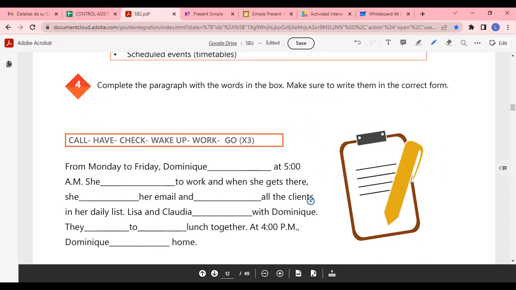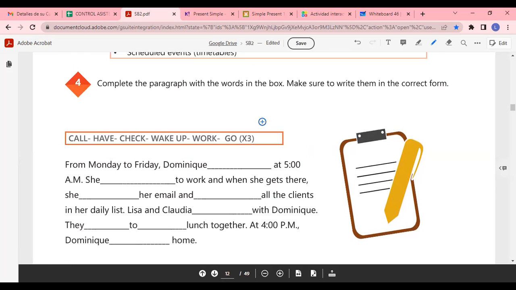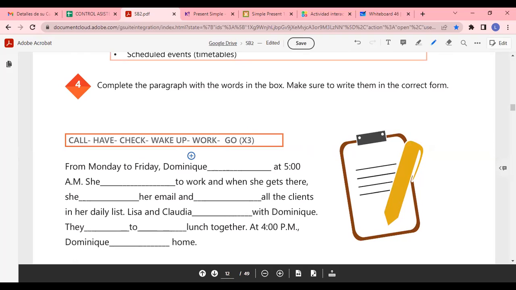Now, here we have a little bit of an example, ¿ok? Aquí tenemos una pequeña práctica. It's not an example, it's a practice. And what are we going to do? We have to complete it with the correct verb. Vamos a completarlo con el verbo correcto, ¿ok? So, let's do it. It says complete the paragraph with the words in the box.